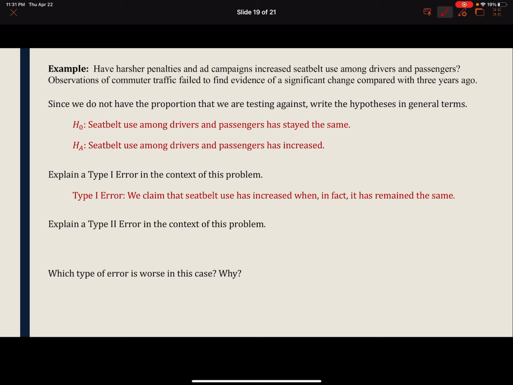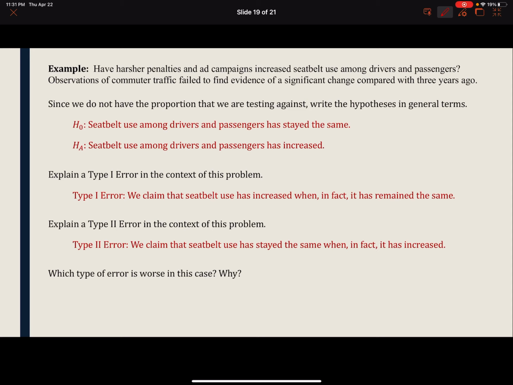A type 2 error happens when we fail to reject the null, and then it turns out that the null is actually false. In the context of this problem, that would be that we claim that the seatbelt use has stayed the same. We don't have any evidence that there's been a change. But in fact, the seatbelt use has actually increased.